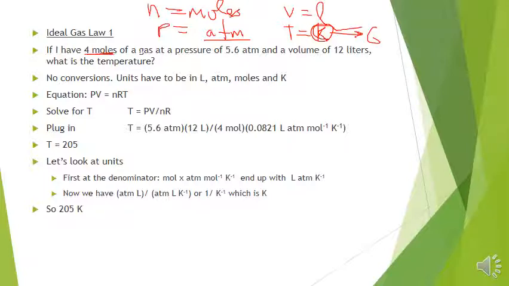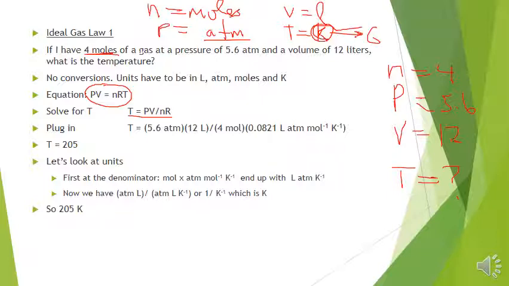Okay, so you have N, which is 4, and we're going to leave the units off because I said the units are always going to be the same. The only one you have to worry about is temperature, maybe. Pressure is going to be 5.6, and volume is 12. What we want to do is solve for T. All right, here's our equation. To solve for T, we divide both sides by NR, and we get this.